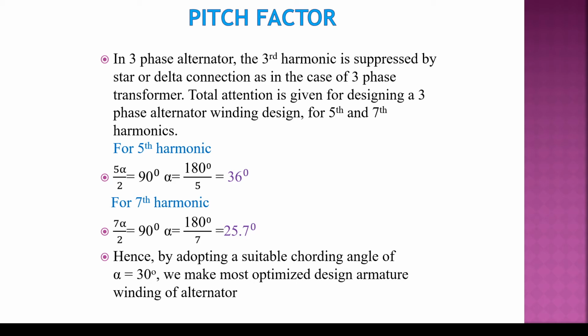Now similarly we are calculating for the seventh harmonic. So 7 alpha by 2 equal to 90 degrees. So alpha equal to 2 into 90 by 7. 2 into 90 is 180, so 180 by 7, that is 25.7 degrees we are getting for the seventh harmonic. So by adopting a suitable chording angle alpha, we make the most optimized design of the armature winding of the alternator.